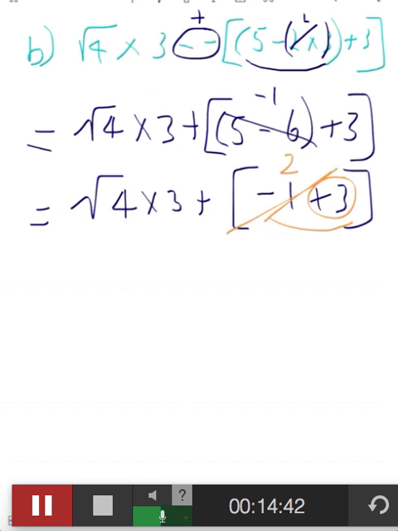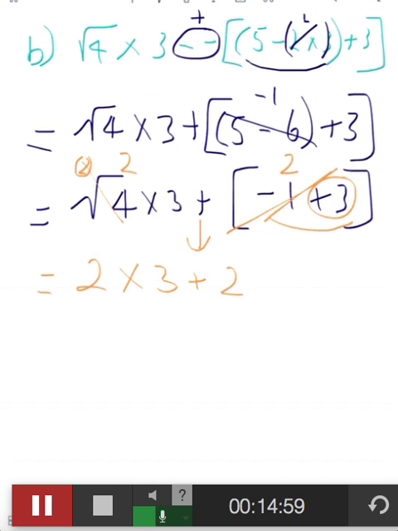Now that my brackets are done, I have a power here, the square root of 4. A number times itself twice to give me 4. I know this whole thing is 2. So I now have 2 times 3, bring the plus down, plus brackets are gone, and I have 2.